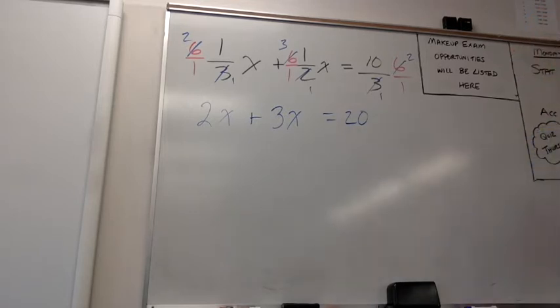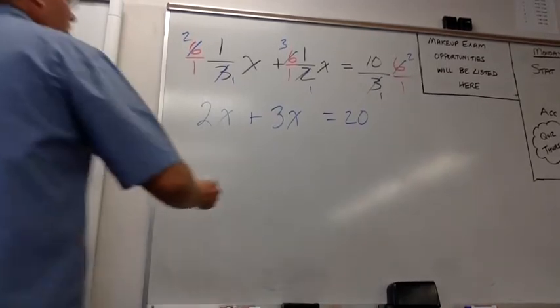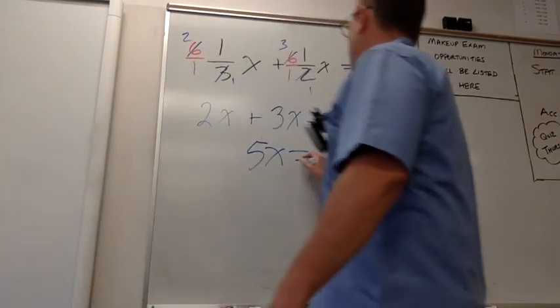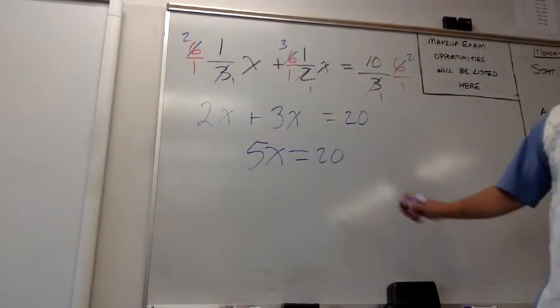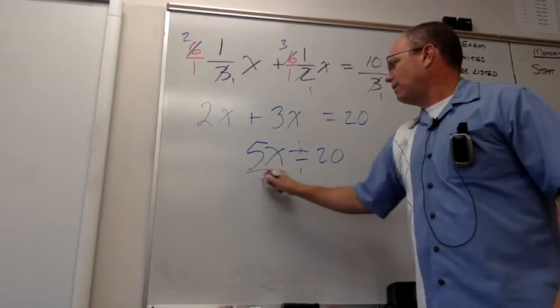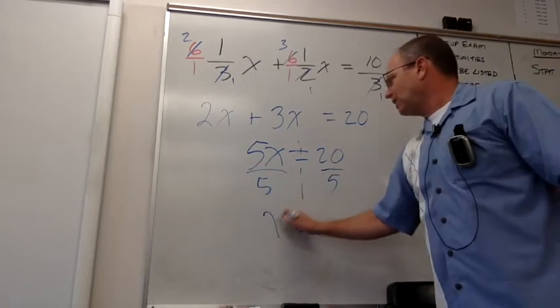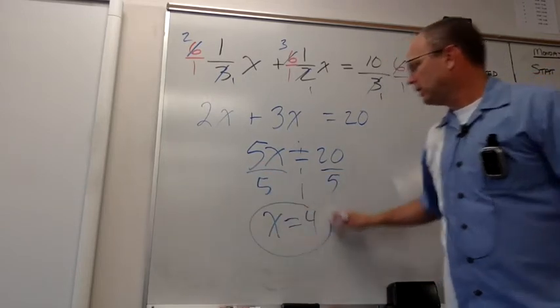What's now missing from this problem? What don't I have anymore? Fractions. They're gone. Oh, this is easy. 2x and 3x. I add those together because they're like terms, so I get 5x. That's equal to 20. We're done. Look at that. Dotted line. Divide by 5. Divide by 5. X equals 4.